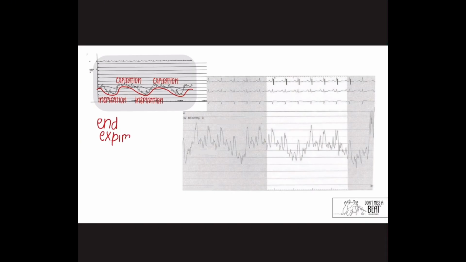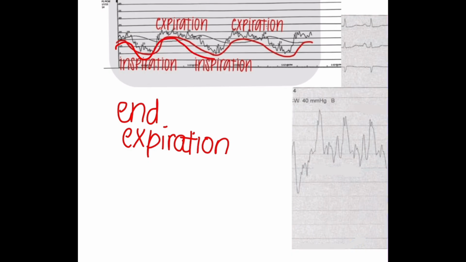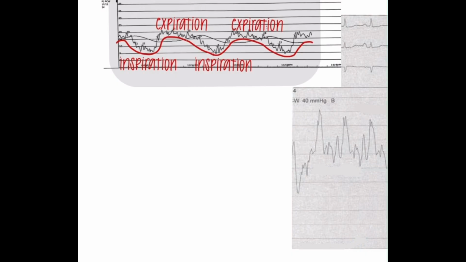Okay, end expiration before their next inspiration. So if you see on here the peaks, troughs, right? The end of expiration would be like here before it starts to plateau back down. And that is where you would try to identify your A, V, and measure your mean. The other thing is you'll see a lot of examples, sometimes that are all over the place. You'll have an A measured here, a V measured here.